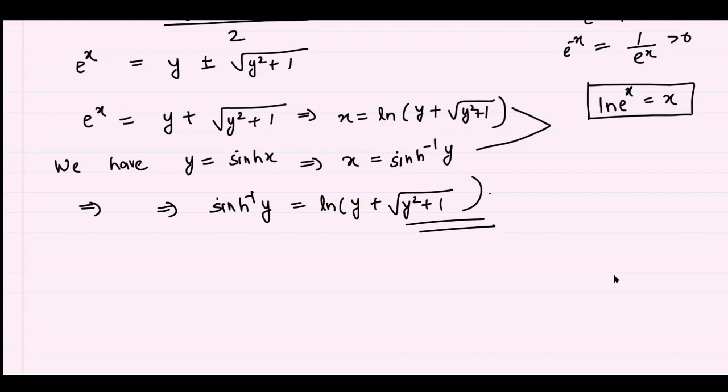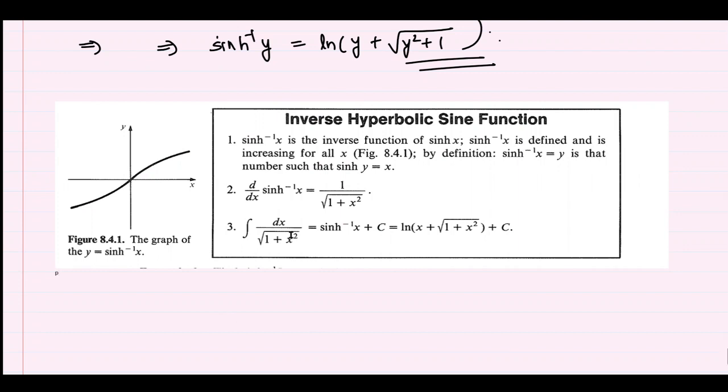So we got an explicit formula for the inverse hyperbolic function. So we have seen what an inverse hyperbolic function is. This is an explicit formula for that. And also we have seen the derivative of the inverse hyperbolic function. So in today's class, we have studied the inverse hyperbolic sine function. So sinh inverse of x is the inverse function of sinh x, and it is defined for all x. Okay, the graph of this is the graph of the inverse hyperbolic function.